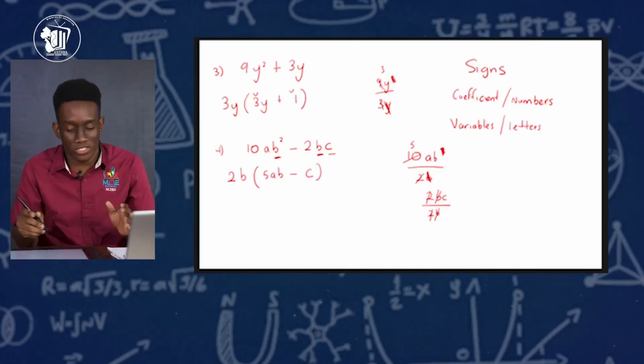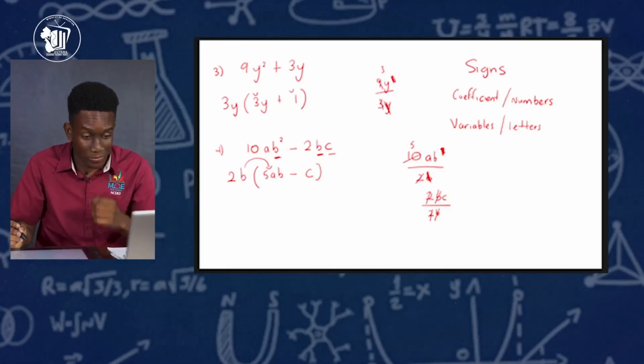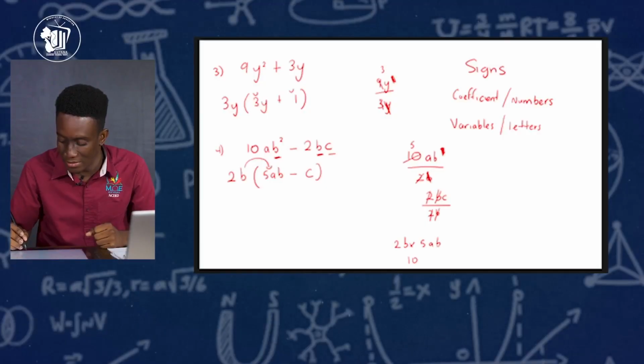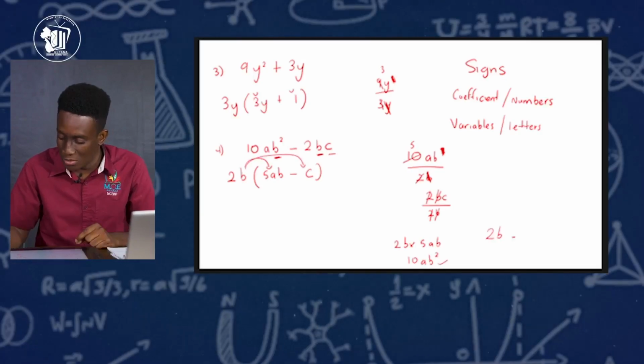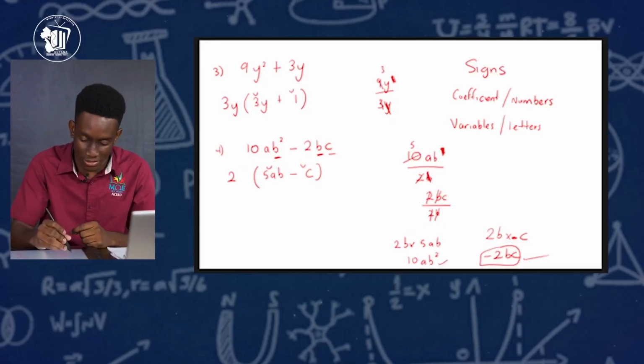And of course, if you want to check, we can do the distributive law. Let's work this one to make sure this is correct. So we have 2B multiplied by 5AB. 2 times 5 would give you 10. B times AB will of course give you AB squared. So that checks off. 2B multiplied by minus C will of course give you minus 2BC. So this checks off as well. So we know what we did is absolutely correct.